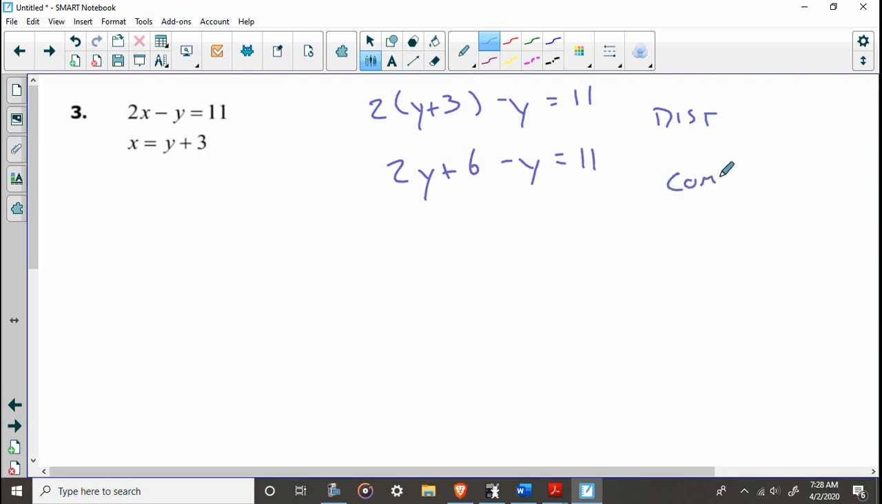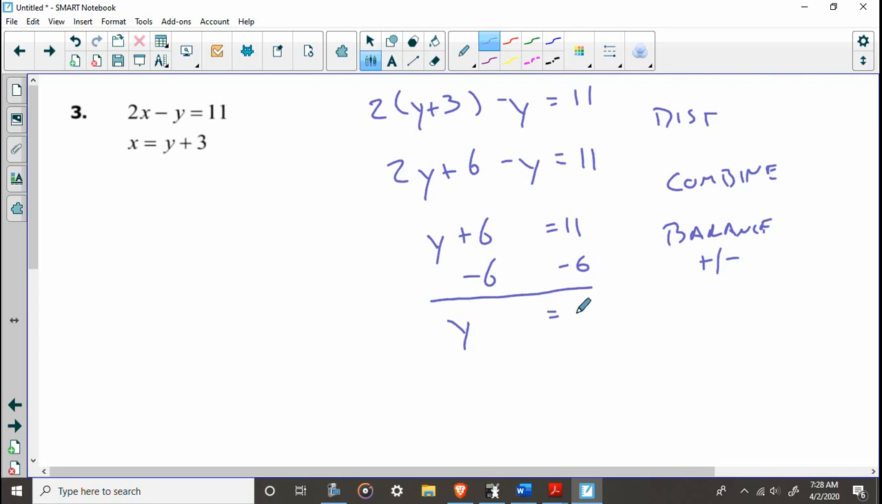Okay, let's combine. Here, 2y and -y is 1y. Now let's balance. Addition, subtraction, right? Let's subtract here, y is equal to 5. Okay, let's get x, let's plug it back in here. X is equal to 5 plus 3. Oh, nice and easy one, guys. 8, okay? So our final answer should be 8, 5, again, x first, y second.